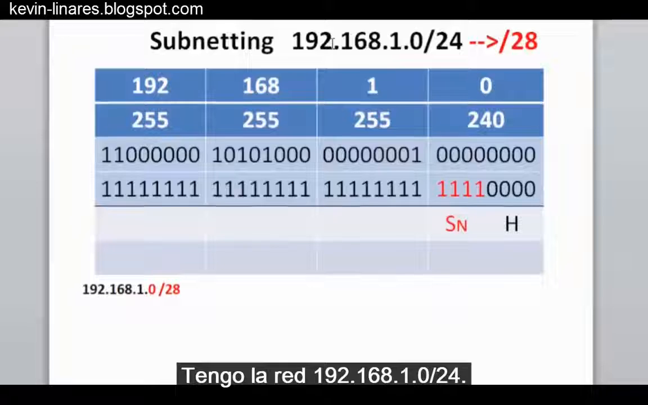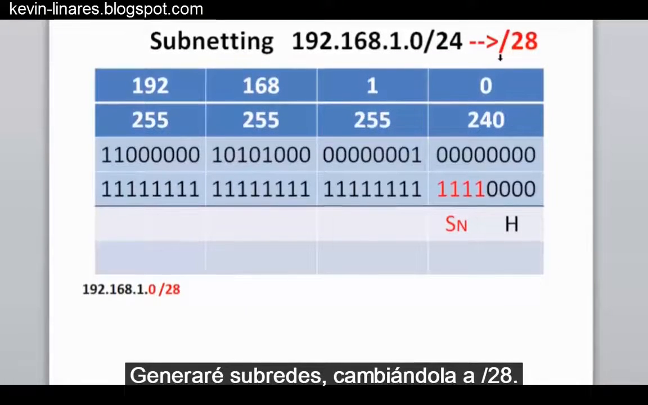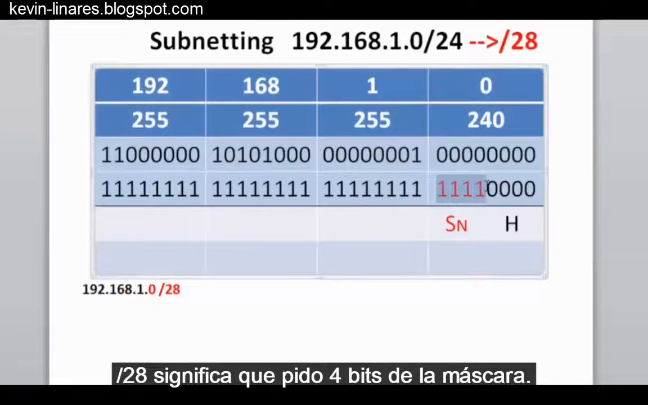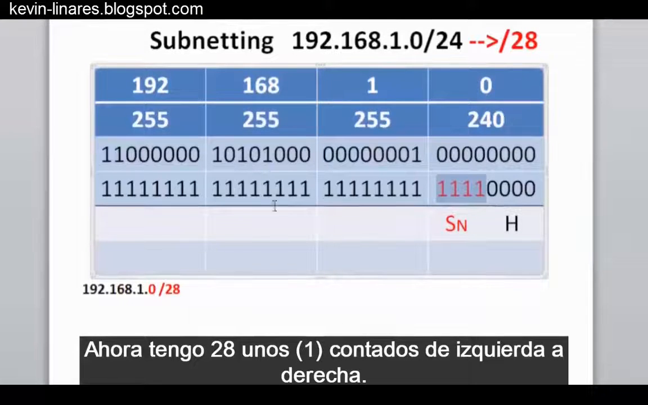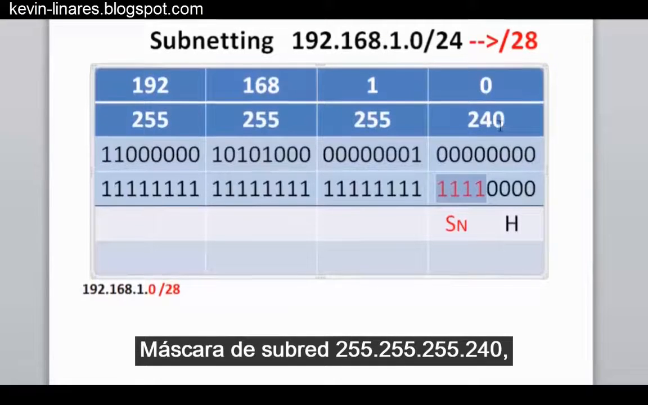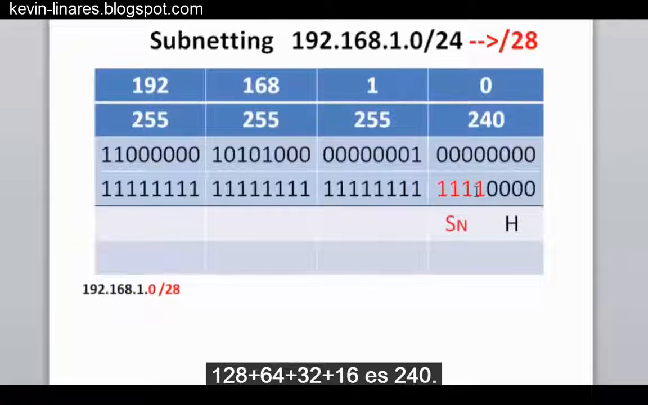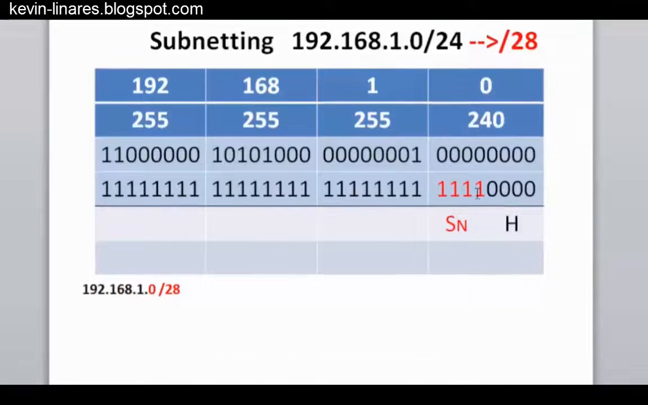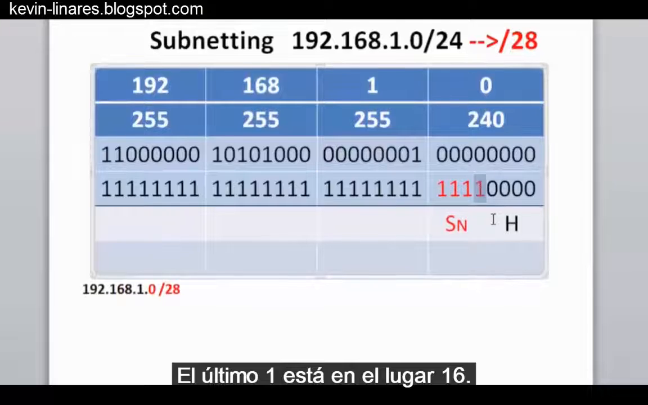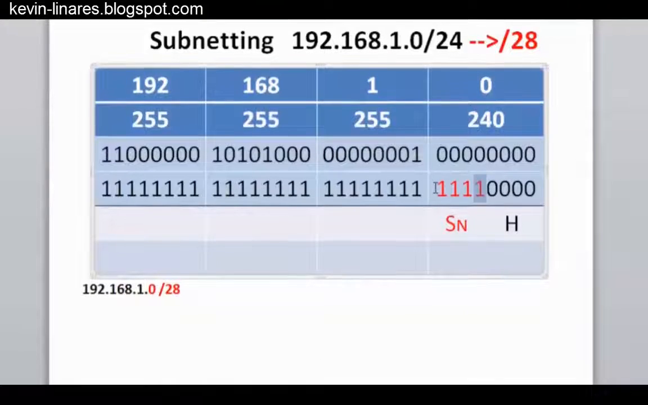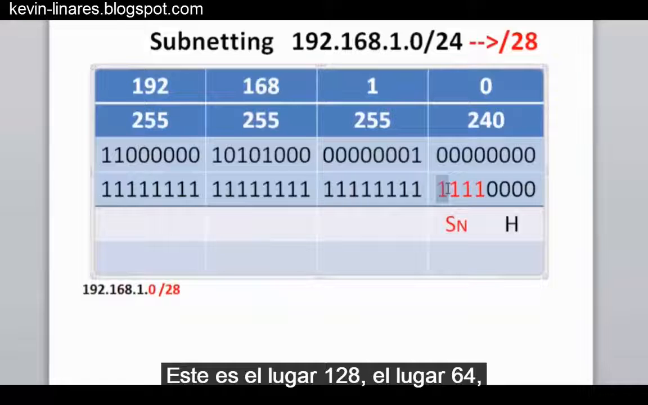Now I have the 192.168.1.0/24 network. I want to subnet it, changing it to /28. /28 means I borrow 4 bits in the subnet mask, so I now have 28 ones counted from left to right. 255, 255, 255, 240 subnet mask. 128 plus 64 plus 32 plus 16 is 240. The last one is in the 16's place. This is the 128's place, the 64's place, the 32's place, the 16's place.